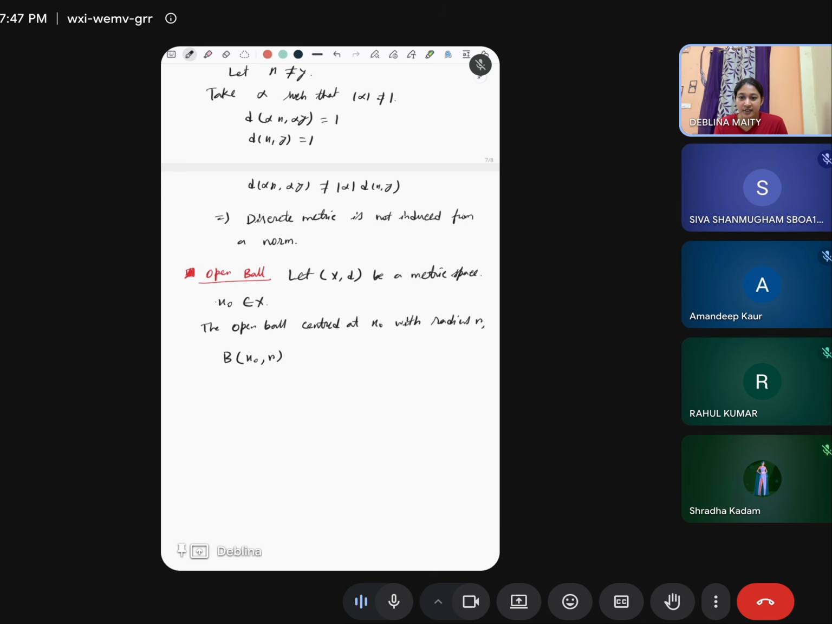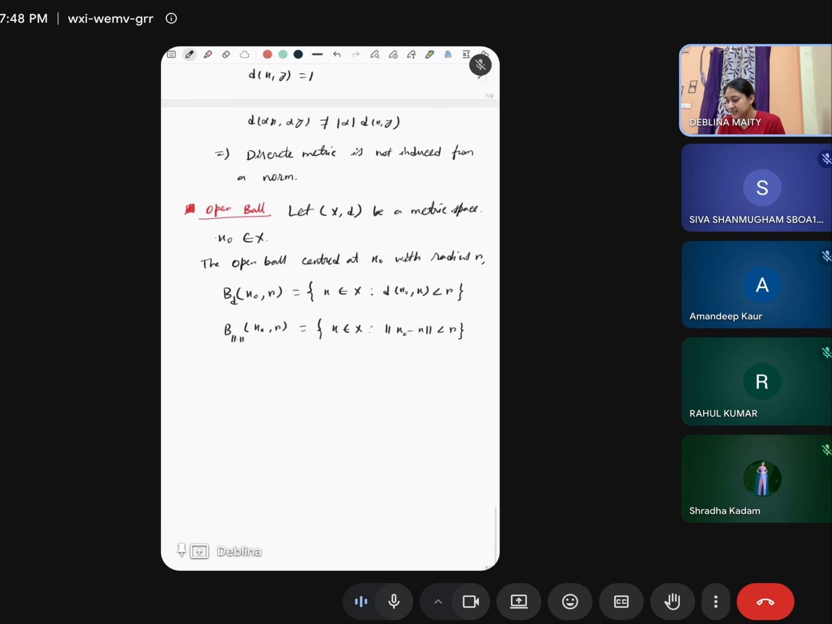Now we will define it in two ways, with respect to a metric and with respect to a norm. So B_d(x naught, r), the open ball with respect to the metric d, is defined by all x belonging to X such that the distance d(x naught, x) is less than r. And similarly, if d is replaced by the norm, this means all x belonging to X such that the norm of x naught minus x is less than r. So this is defined as an open ball.